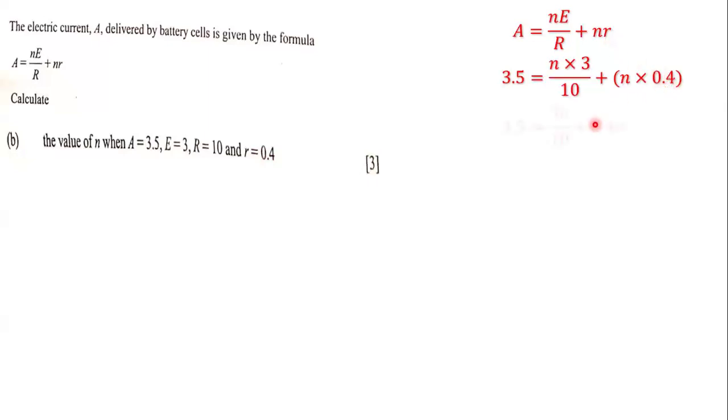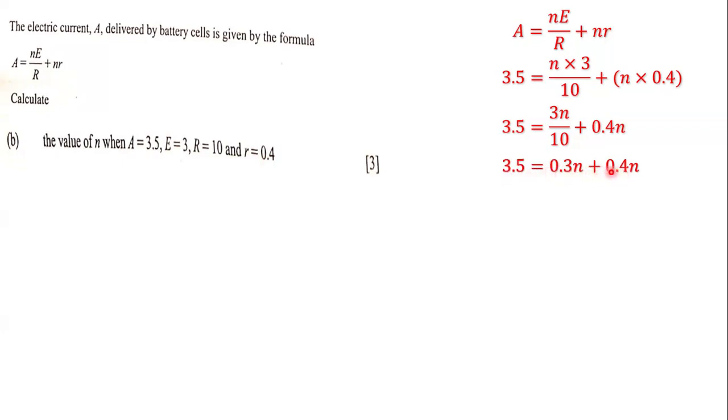And so what do we have to do? Well, we're going to multiply n times 3, and n times 3 is 3n. So we have 3.5 is equal to 3n over 10, plus n times 0.4, and n times 0.4 is 0.4n. The next thing we're going to do is divide. We take 3 and divide it by 10, and 3 divided by 10 is 0.3. So we have 3.5 is equal to 0.3n plus 0.4n.